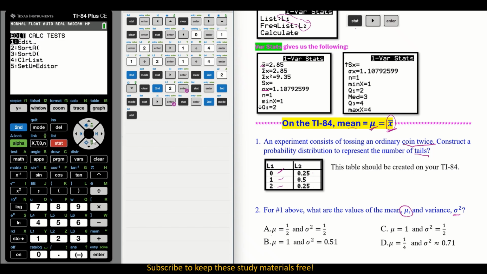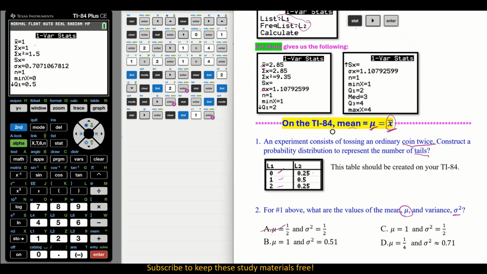Let's arrow over. Let's go back to the var one. Oh, look at that. That says L2. Nope. Let's clear that out. We need to say second L1. Enter, enter, enter. Now it's correct. Okay, our X bar is 1. That's our mean. That eliminates A and D.